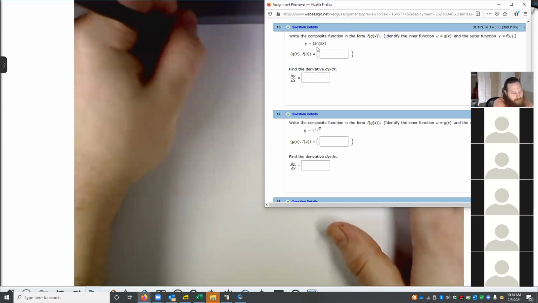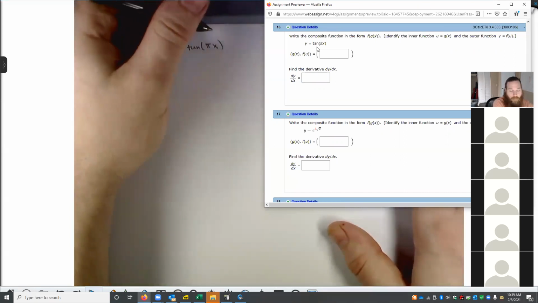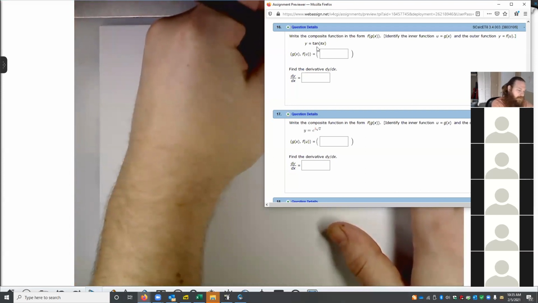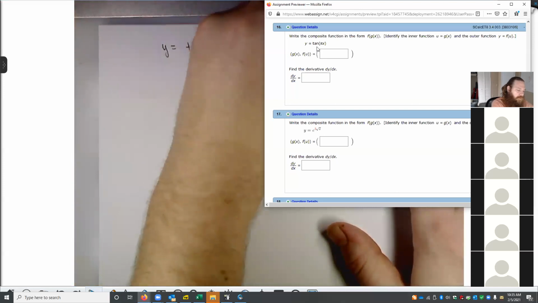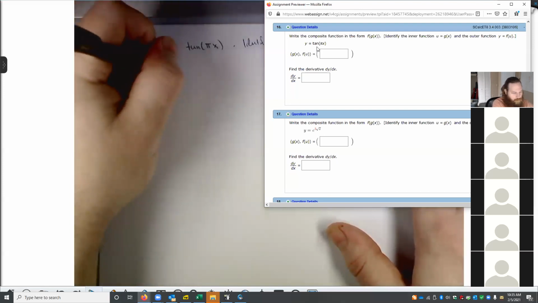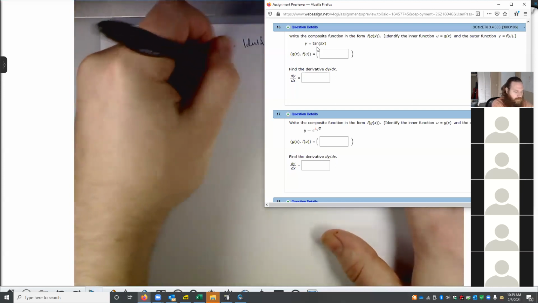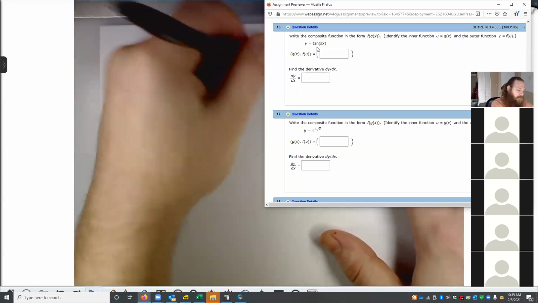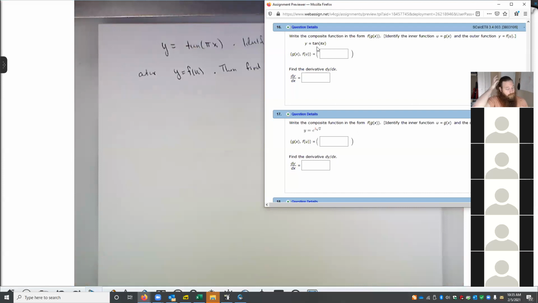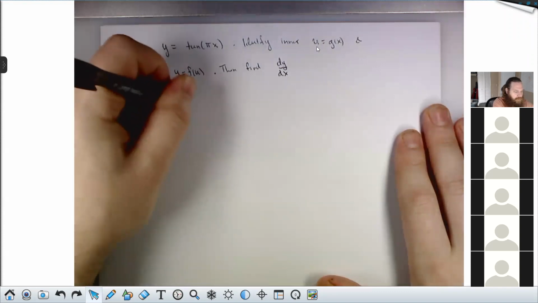They tell us y is the tangent of pi x. Identify the inner, which they're calling u equals g of x, and the outer, y equals f of u, and then find the derivative. And there's a lot of mixing of notation here. So the first part, they ask us, what is g of x comma f of u?